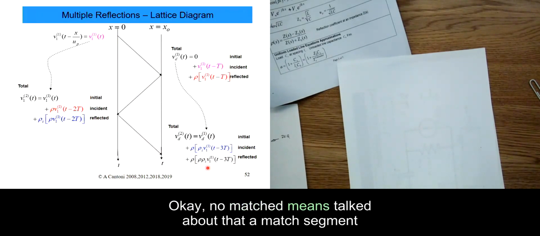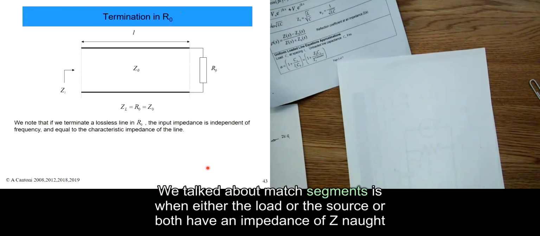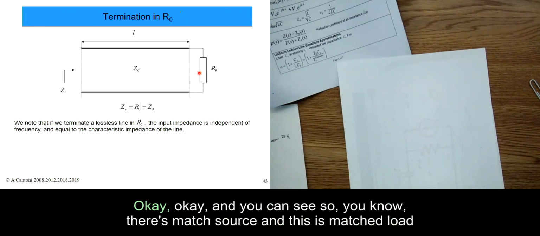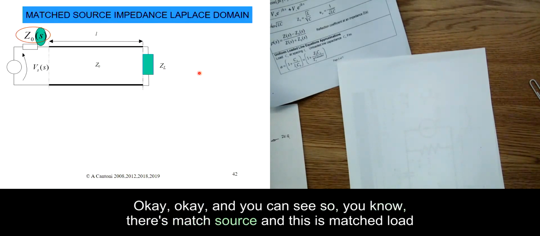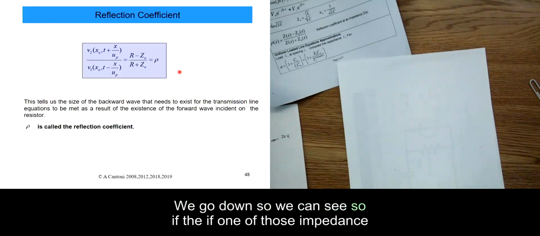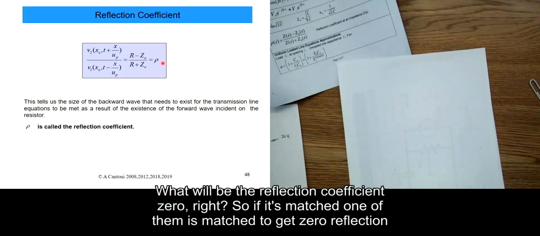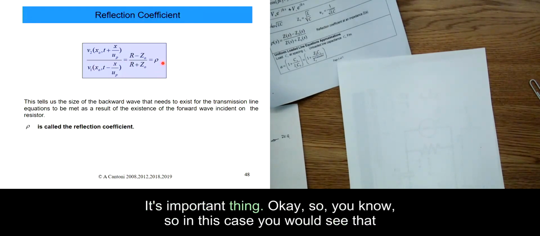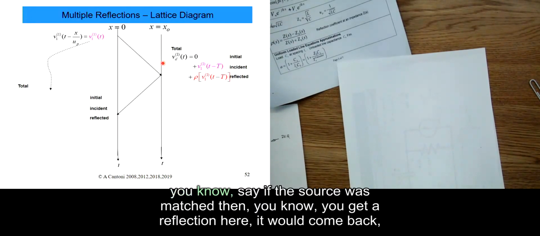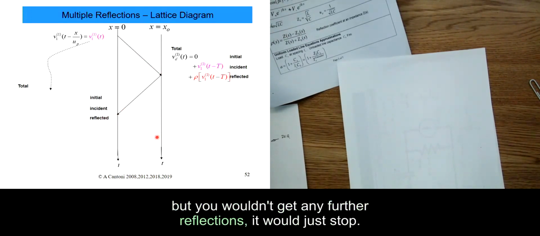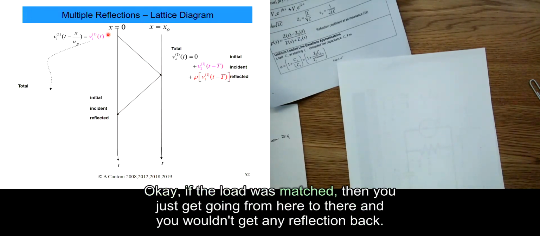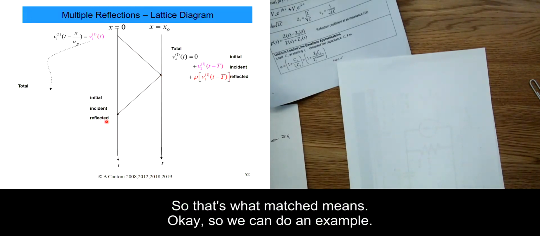Matched means, we talked about that. A matched segment is when either the load or the source or both have an impedance of Z0. So there's matched source and matched load. If either the load or source impedance is matched, what will be the reflection coefficient? 0. So if one of them is matched, you get 0 reflection. It's an important thing. If the source was matched, you get a reflection here, it would come back, but you wouldn't get any further reflections, it would just stop. If the load was matched, you just get going from here to there and you wouldn't get any reflection back. So that's what matched means.